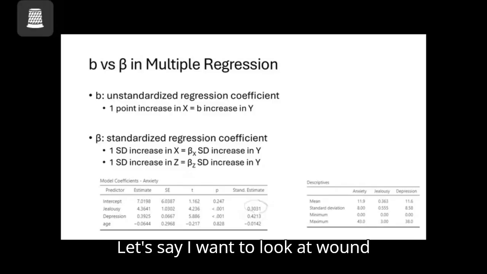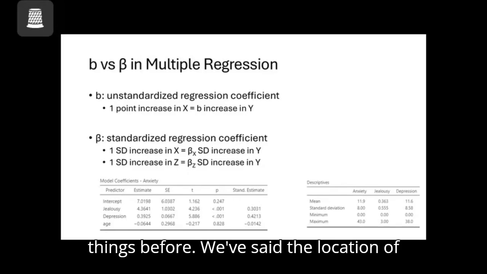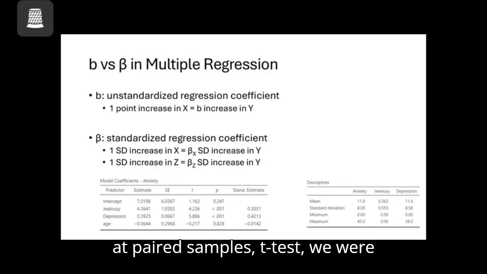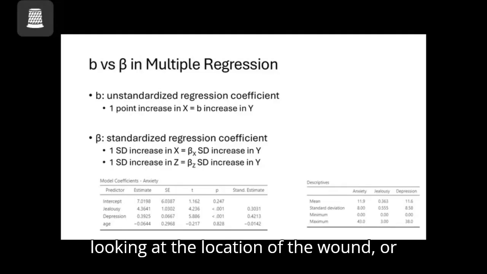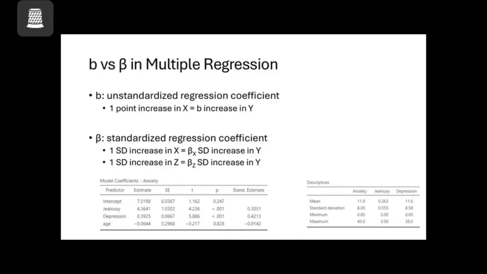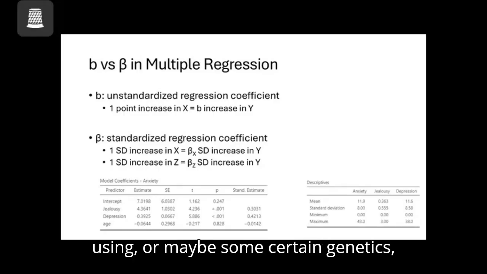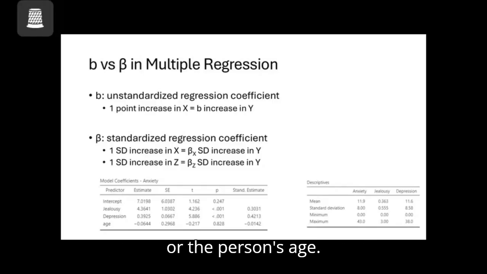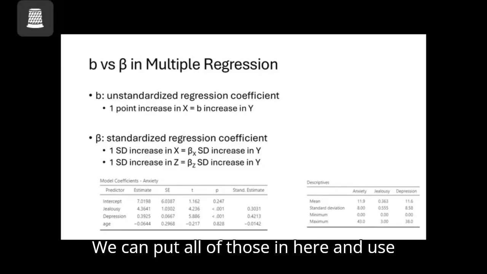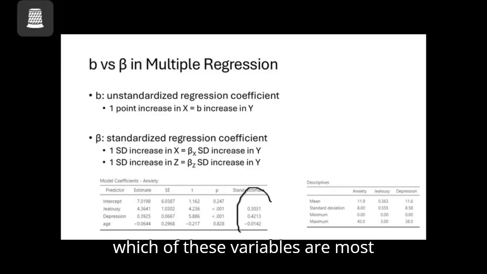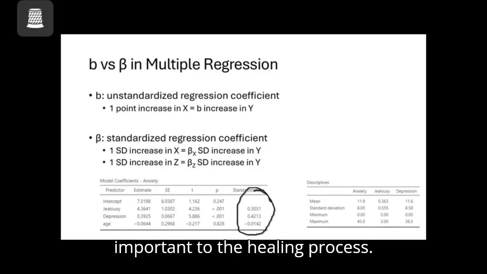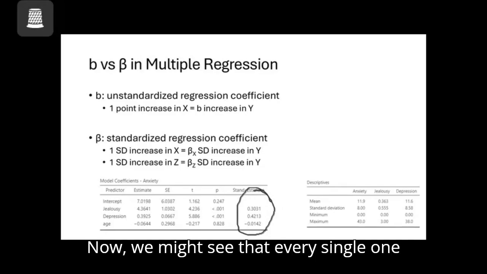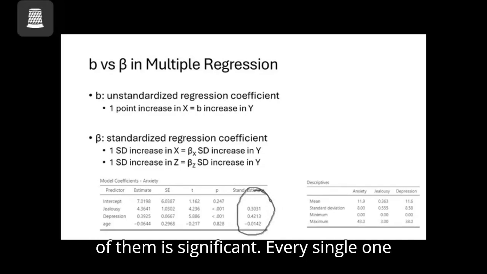Let's say I want to look at wound healing. We've looked at a number of different things before. We've said the location of the wound. Remember when we were looking at paired samples t-test, we were looking at the location of the wound, or the healing treatment, the intervention that we're using, or maybe some certain genetics, or the person's age. We can put all of those in here and use these standardized estimates to say which of these variables are most important to the healing process. Now, we might see that every single one of them is significant.